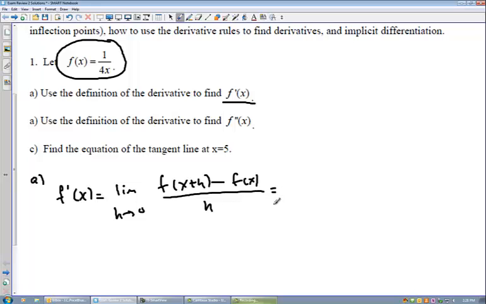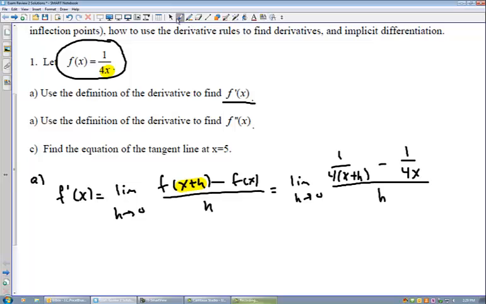And then let's do what it says. So the idea is wherever I see an x, right here, I'm going to plug in this x plus h. And so what do I have? I have the limit as h goes to 0 of 1 over 4, and where I see that yellow x, I'm going to put x plus h, so all times x plus h minus f of x, which is 1 over 4x, and then all divided by h.